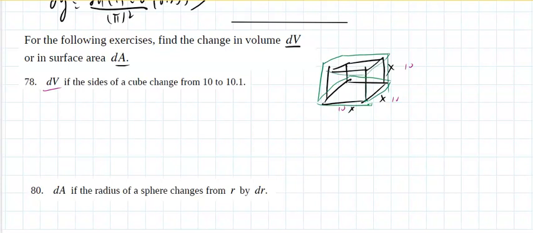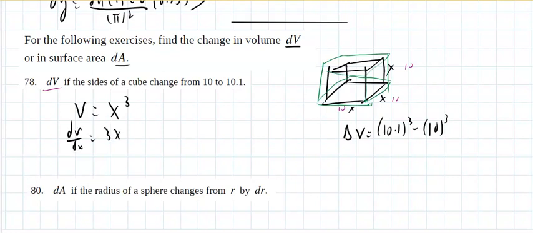Well, do you know what the volume of a cube is? The volume of a cube is x cubed, right? And the exact change is dV. That's basically the new volume, which is 10.1 cubed minus the old volume, which is 10 cubed. But if I want to use differentials, dV/dx is simply 3x squared, and the change in volume is roughly 3x squared dx.